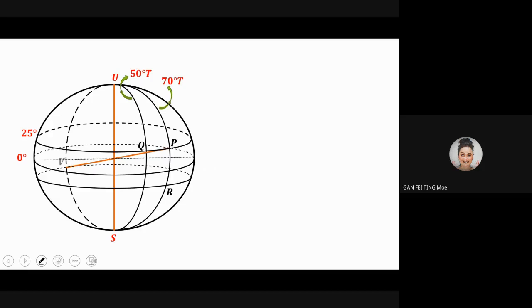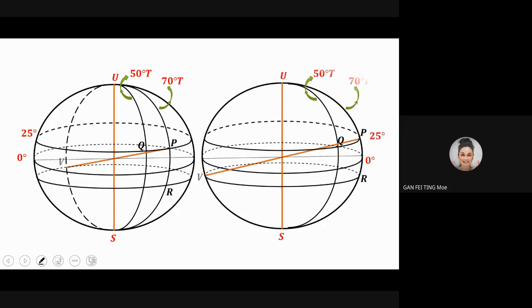What I do now, I'm going to shift my globe a little bit onto the side. You can see that my 70 is here, and it has now changed into here at the side. Why? I want to make sure that I can see my diameter clearly. This is very important. So now what is the latitude of V that you can tell me?